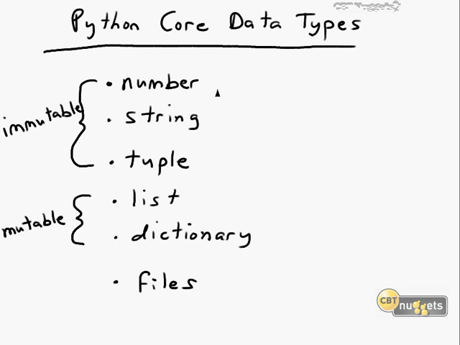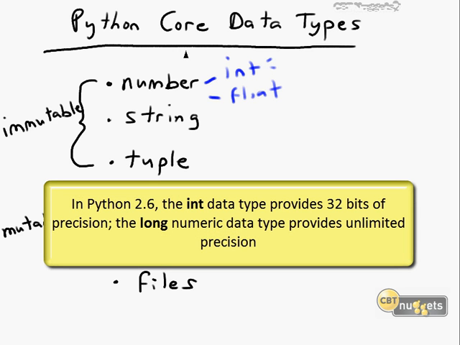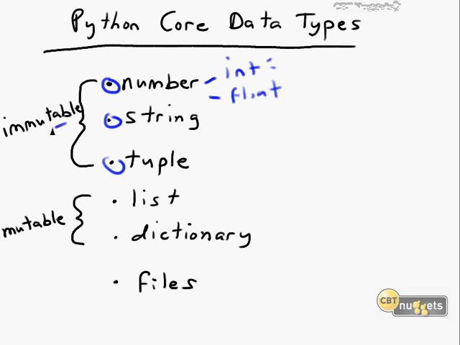Now let's have a look at the core data types in Python. You see that there are fewer data types defined, especially for number, where there's really only two. As we saw in the previous example, there's integer and float. Now that's true for Python 3.x. Python 2.6 actually breaks integer out into two subcategories. But because we're focusing on Python 3, our core data types are number, string, and tuple. Those are the immutable data types.